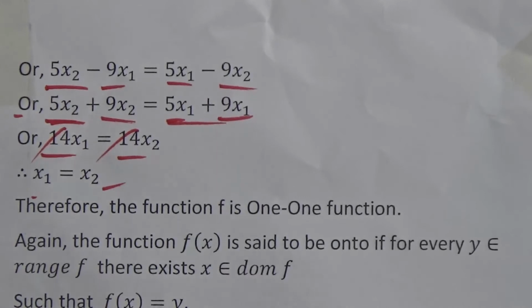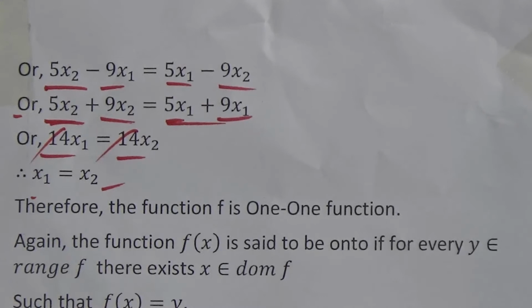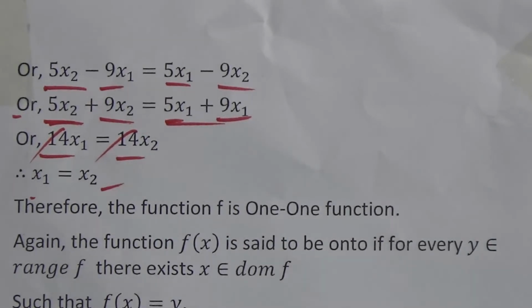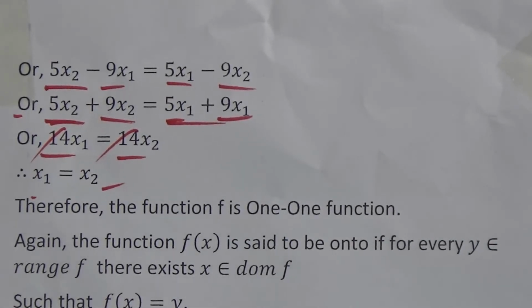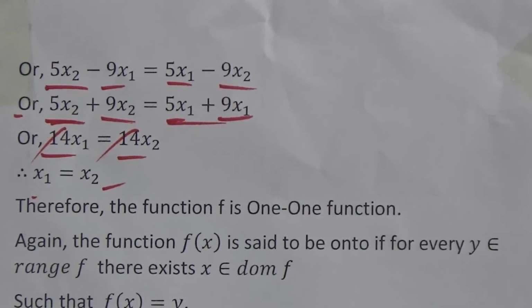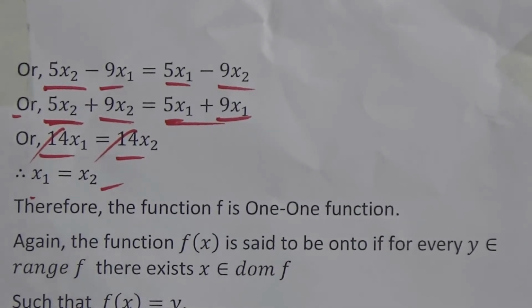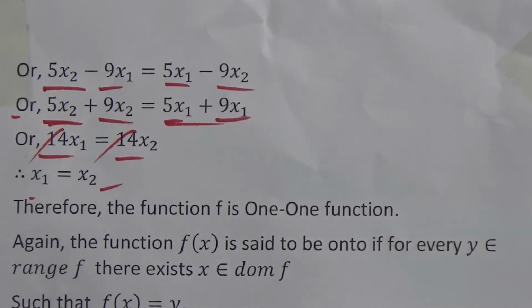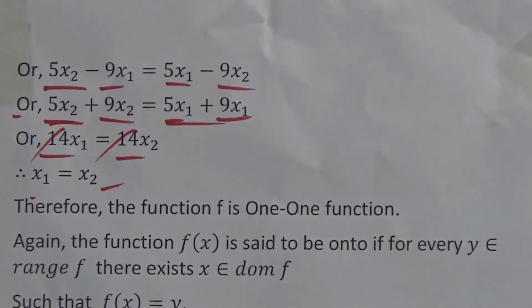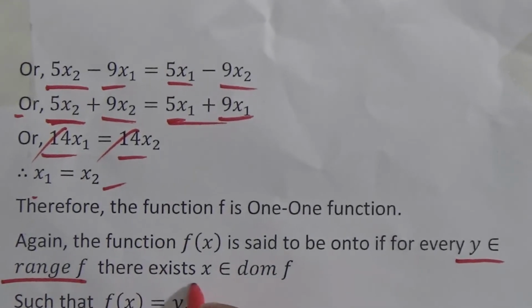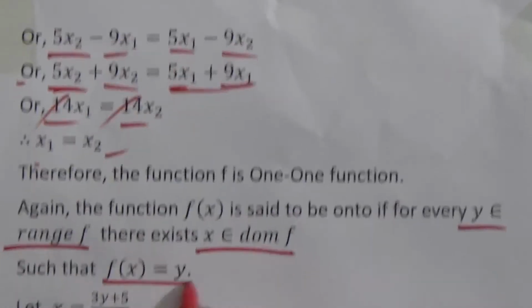Now we have to check whether the function f(x) is onto or not. Dear students, a function f(x) is said to be onto if for every y belonging to the range, there exists x belonging to the domain such that f(x) equal to y. It means that for every y belonging to the range of f, there exists x belonging to the domain of f such that f(x) equal to y.